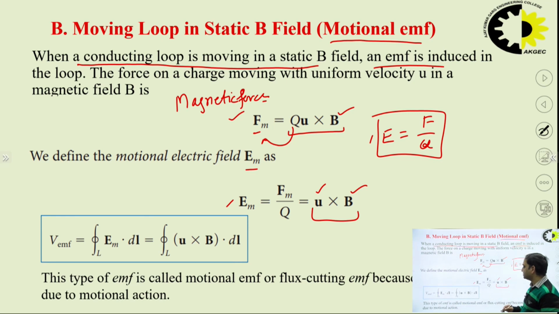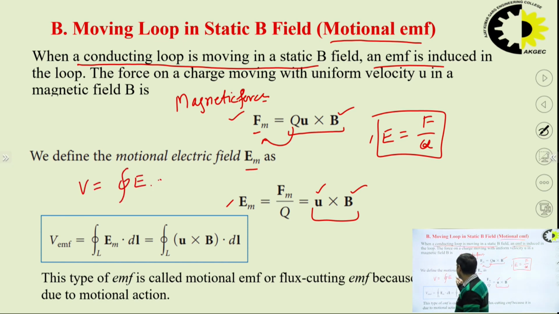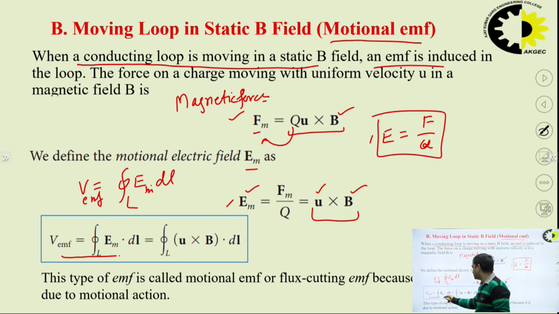In this case, we can modify the previous equation a little bit, where we know the formula for V, our general formula, which is the integral of E dot dl. Here the electric field is motional in nature, so we can define this E as Em. The EMF is called V EMF, which is equal to the integral of Em dot dl. In place of Em we can put u cross B, so V EMF is the integral of (u cross B) dot dl.